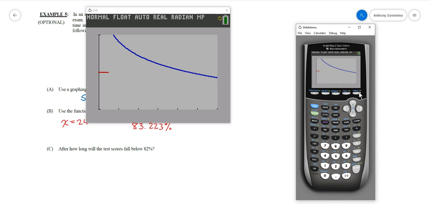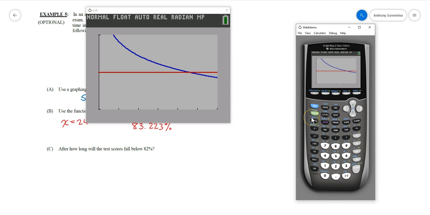Sometimes it's better to play with the window than play with the zoom features, because the zoom features keep the same aspect ratio. So if it looks really flat and you can't see anything going on, then it's going to be the same whenever you zoom in as well. And I can clearly see where the intersection is at this point.